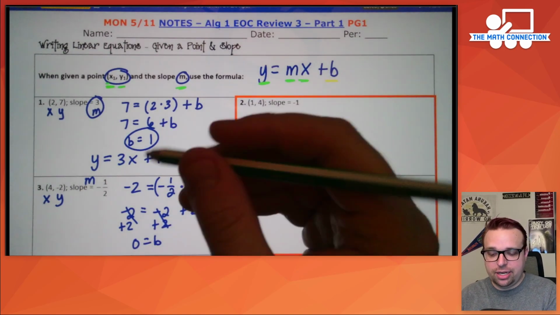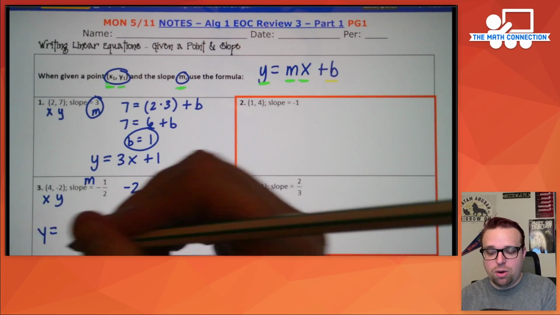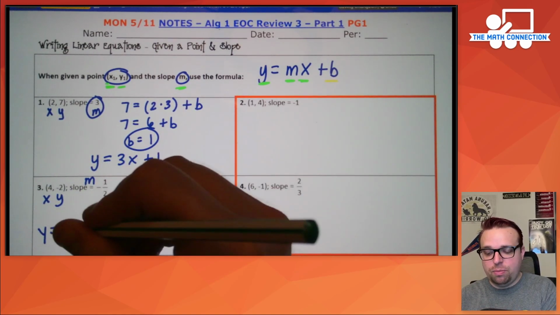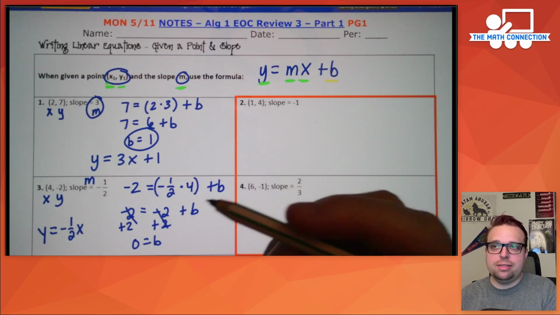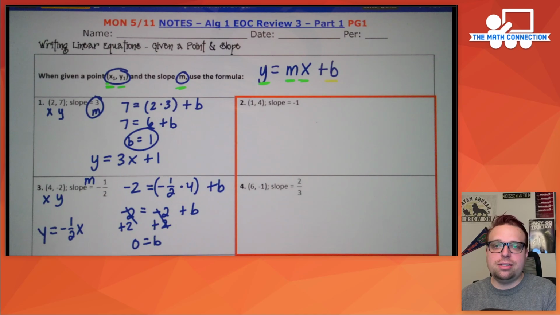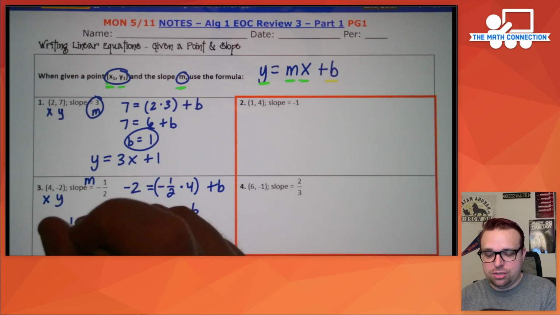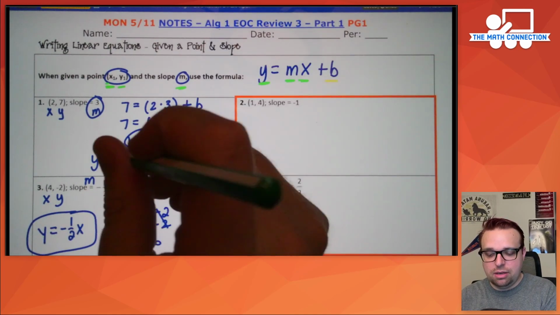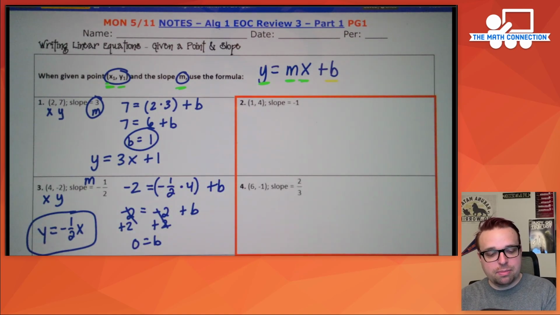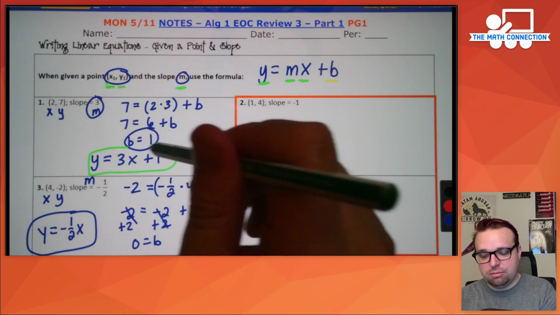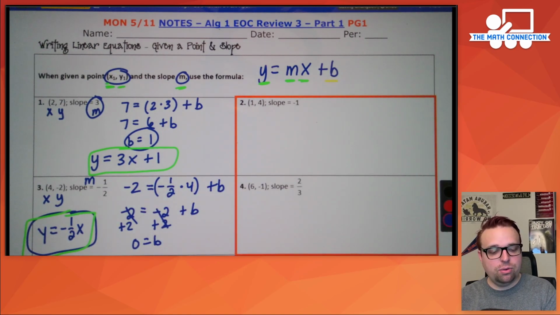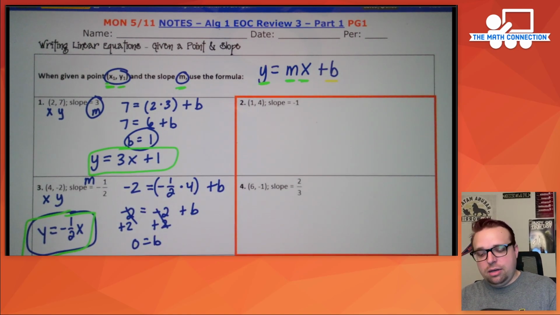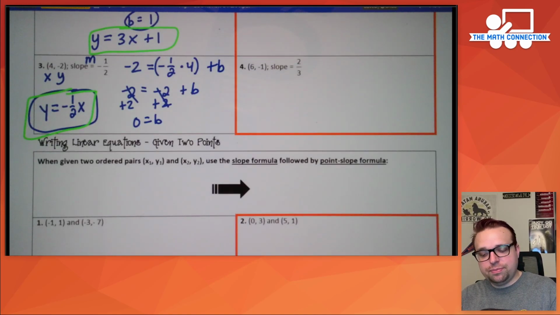So this is actually an easy one. You would just do y equals the slope, negative 1/2 x. And for b, you would put plus 0, but since 0 doesn't have an effect, you would just leave your answer like this. And I will box my answer on both questions. Boxed. I'll use green so it's a little more obvious. Okay, cool. All right, you do 2 and 4.